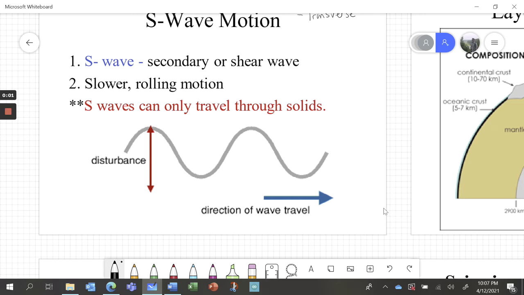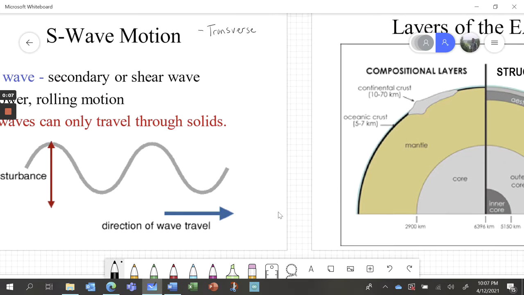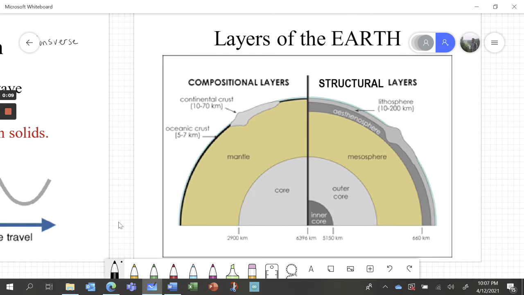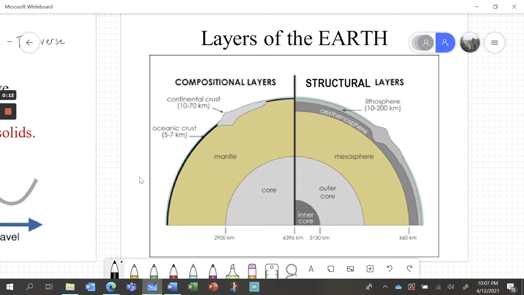Okay, so let's learn about how these waves travel through Earth. The first thing that we need to know is what the layers of Earth look like. There are different layers to Earth. The upper crust is solid, and then you have the mantle, which is kind of solid, but not super solid, and then the core, which is definitely liquid.